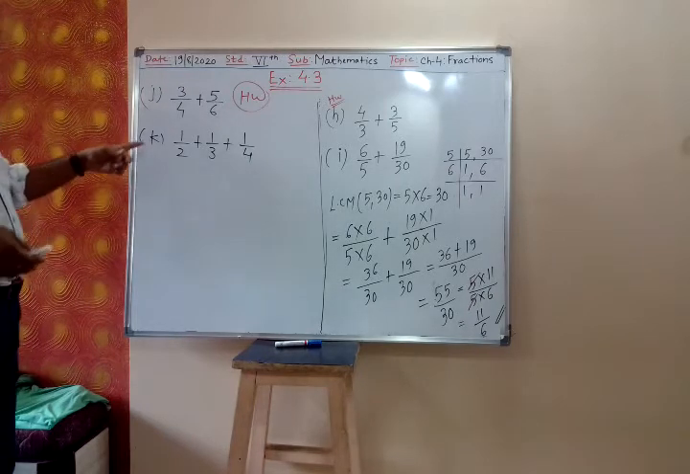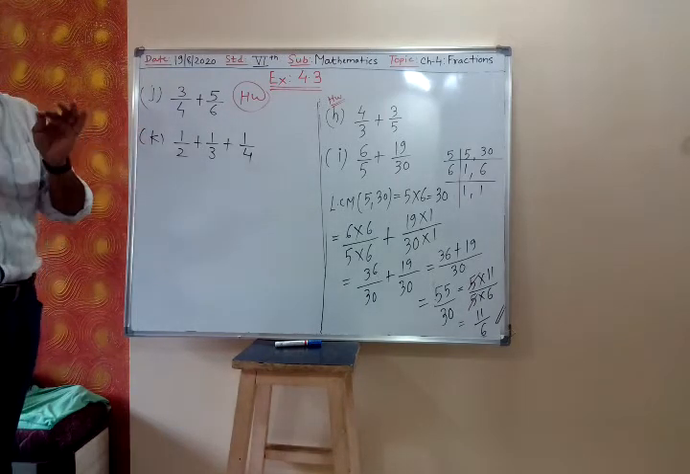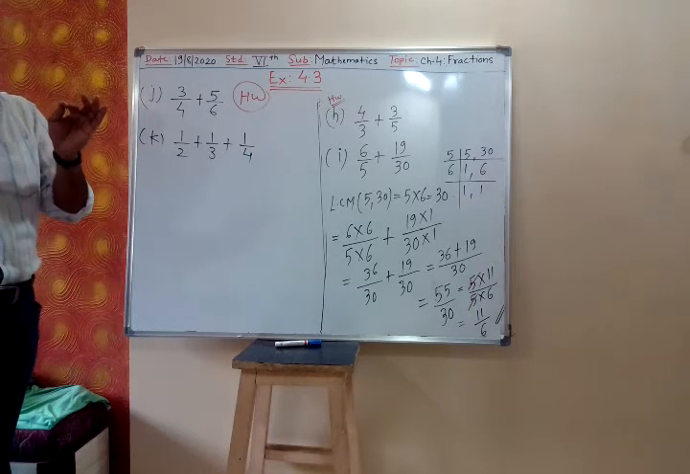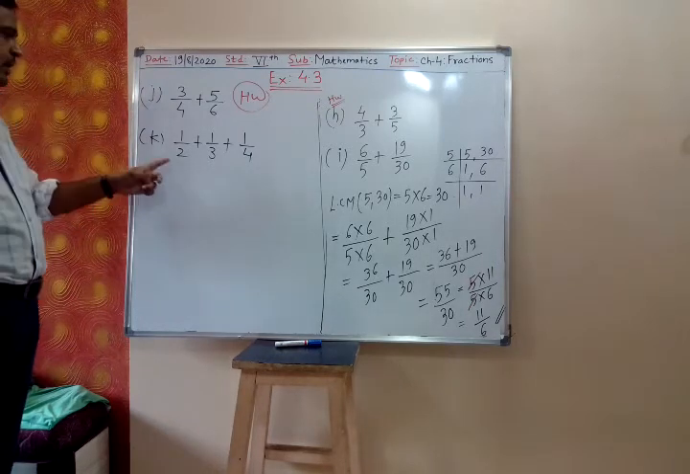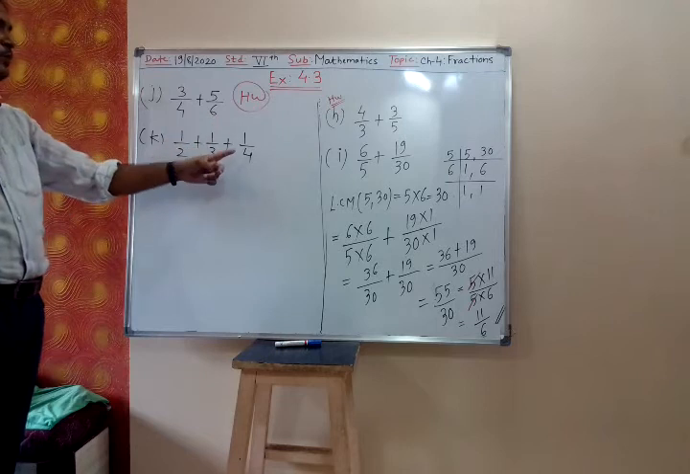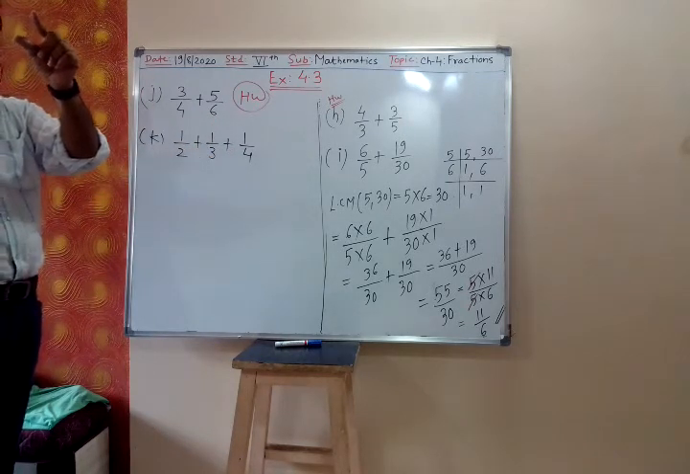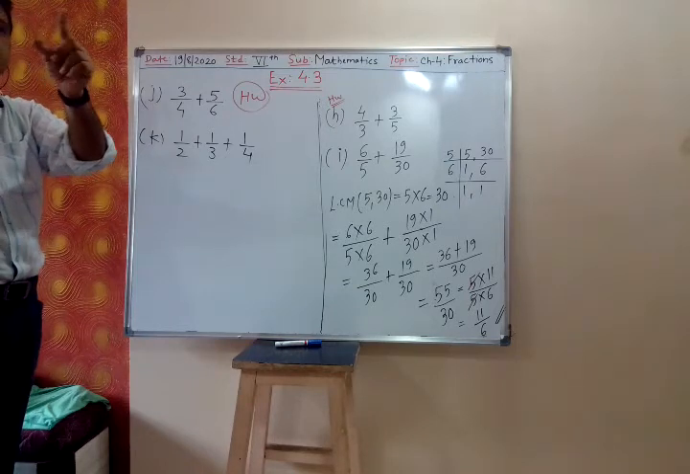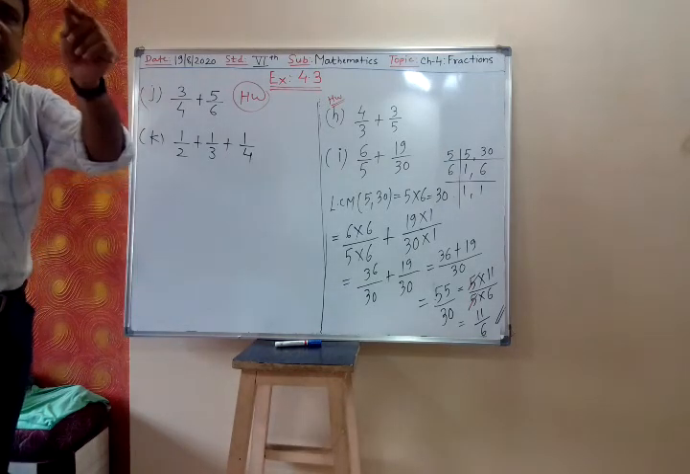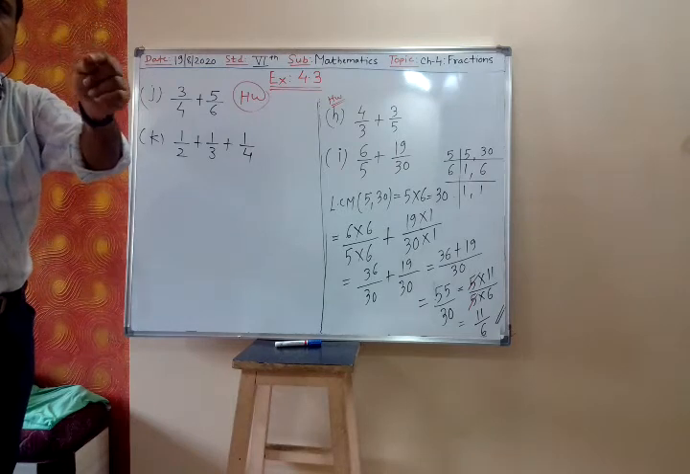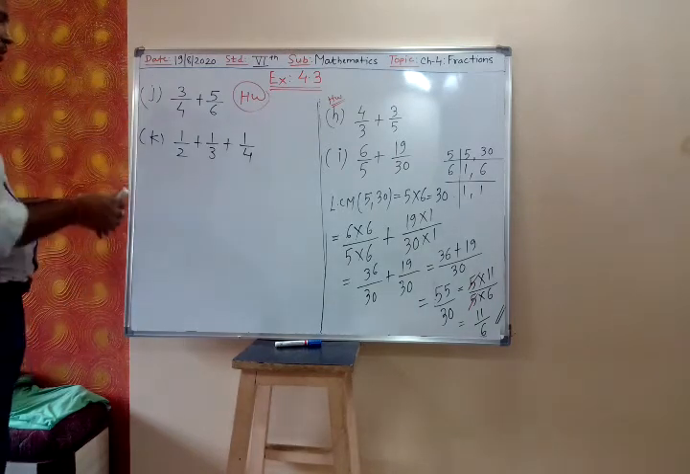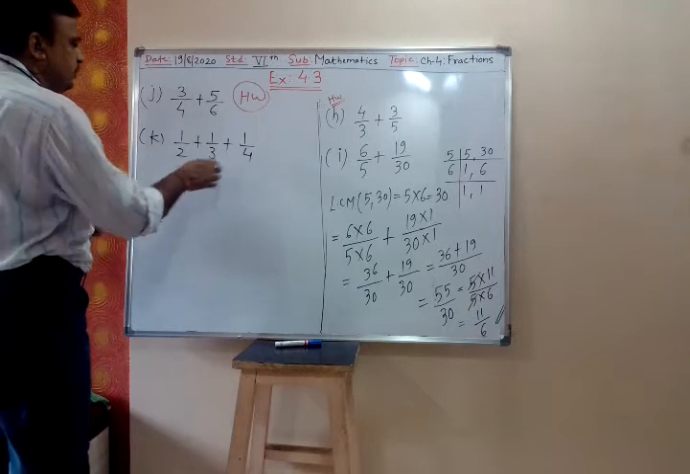K I will do. K I am doing because in K there are 3 fractions: 1 by 2, 1 by 3, 1 by 4. They are unlike fractions. So whenever you have unlike fractions, your first job is to convert them into like fractions by taking the LCM of the denominators. So the denominators are 2, 3, 4.